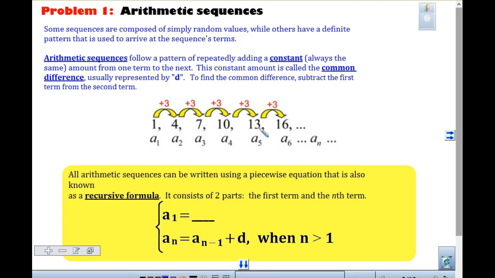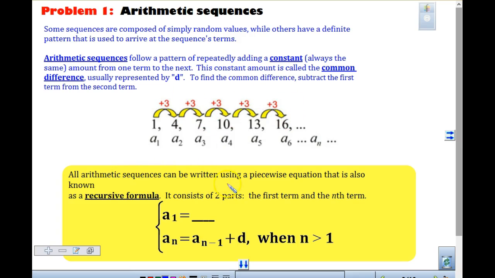The common difference could be subtracted from the first term or it could be added. So when we look at this, we can take our second term, 4 minus 1, and say, oh yeah, that common difference is 3, and I can see that I kept adding 3 on each one.